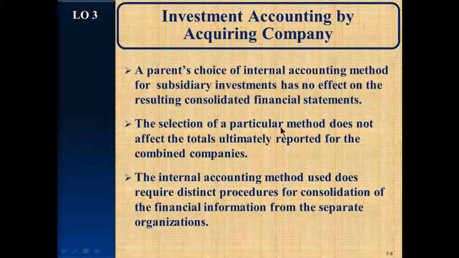So the important thing for you to know is that there's no effect on the resulting consolidated financials, meaning that at the end game, when you present your consolidated income statement, balance sheet, and statement of cash flows, you're going to get to the same answer, okay? And the investment is going to get eliminated to zero regardless of which of the three methods you have chosen to use in your consolidation. So don't get tripped up on that. You're going to get to the same end result regardless of which one. The distinct procedures are different. We'll see that in just a second.